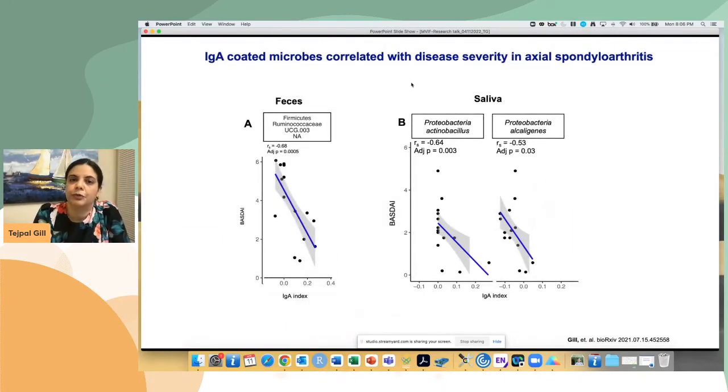We went on further to perform disease correlations to understand if there is a relationship between the IgA coating as well as the disease activity index. And again, we were able to find a microbe belonging to the family Ruminococcaceae in the fecal samples of patients with axial spondyloarthritis, as well as 2 species from the genus Proteobacteria in the saliva samples. However, in all these cases, the correlation is inverse. So these microbes are actually decreased in their IgA coating in axial spondyloarthritis patients as compared to the healthy controls.